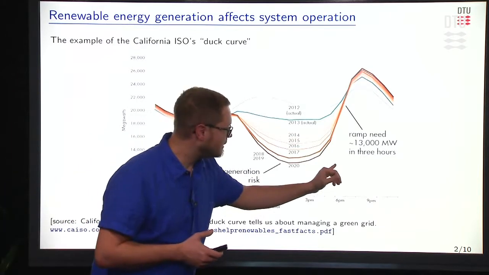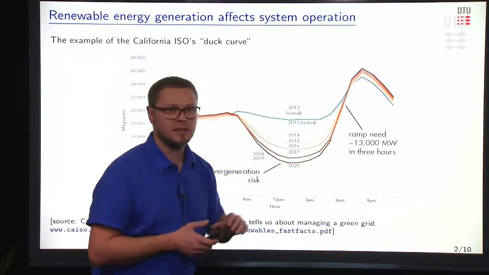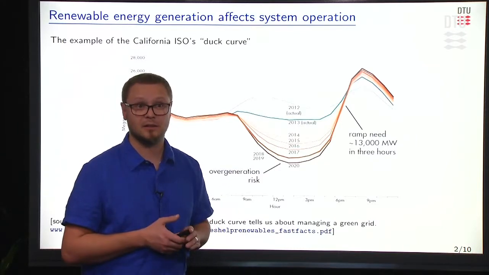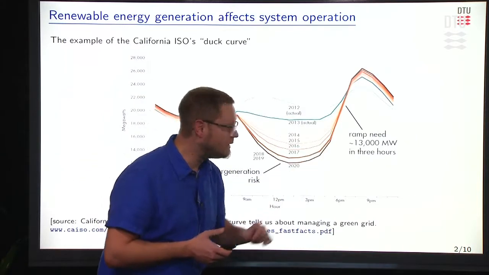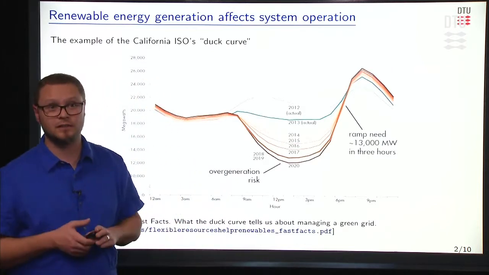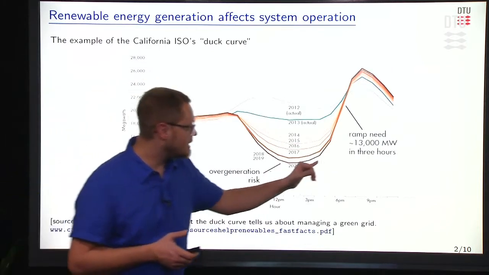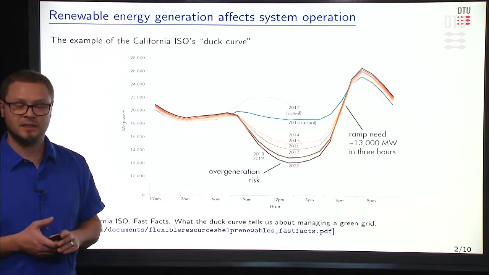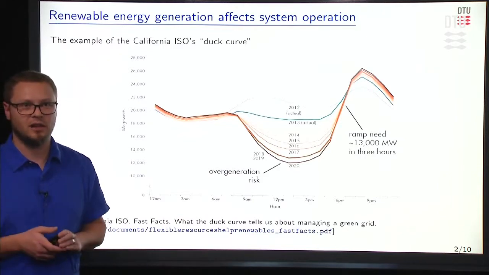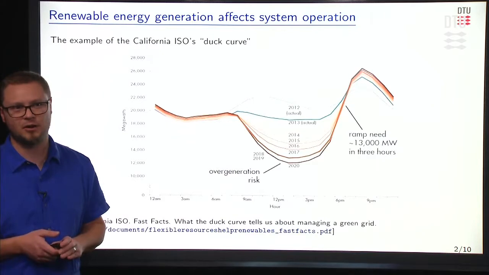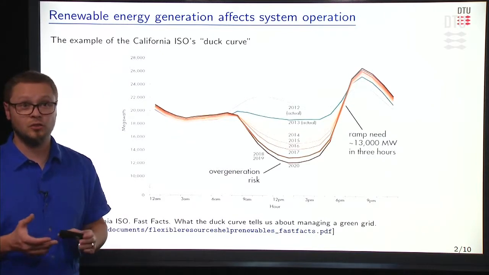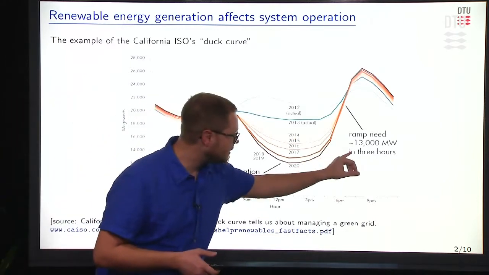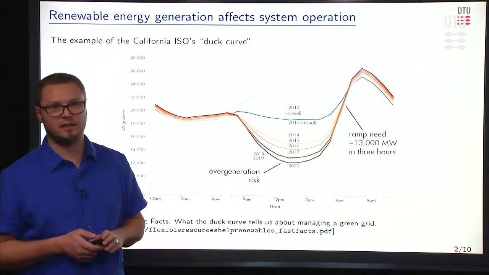Another problem in the afternoon is that as solar power is decreasing and the electric load is increasing because people are getting home and need electricity, you are going to have a ramping need of 13 gigawatt. That's a projected value from the California ISO in 3 hours that you need to ramp up. How are we going to do that? This is why California is looking for lots of ramping capability and flexibility in its power system. And you may have heard in the news that California is investing massively in storage. This is partly to cover these ramping needs in the end of the afternoon.